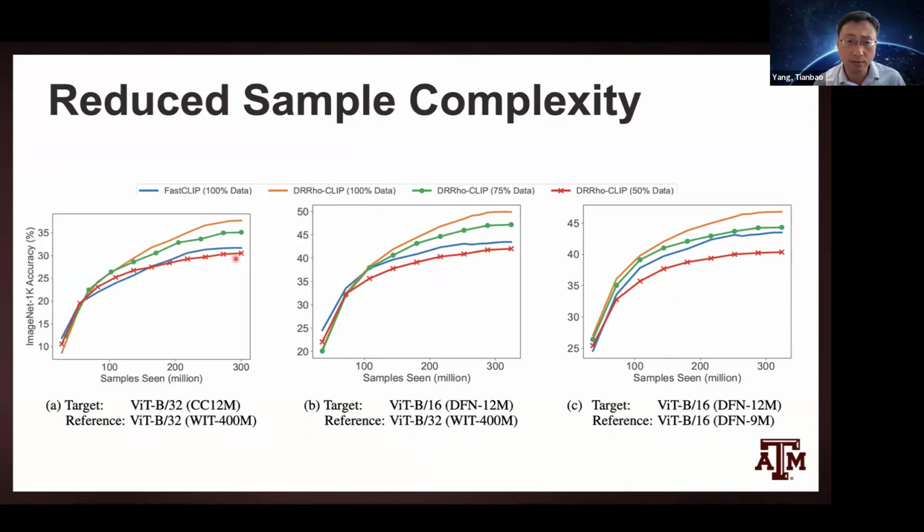In the first 2 cases, we use 50% of the data and get the same performance as regular training using all the data, 100% of the data, on CC12M. And with 70% of the data, we can get much better performance than the blue line, the baseline. So that's reduced sample complexity, and that validates our theory.